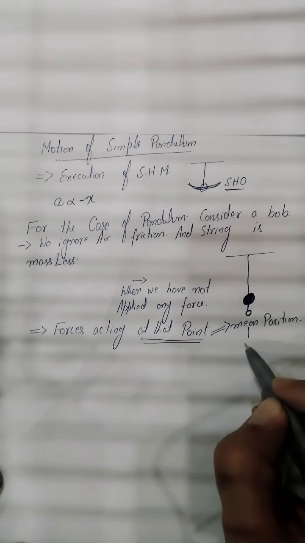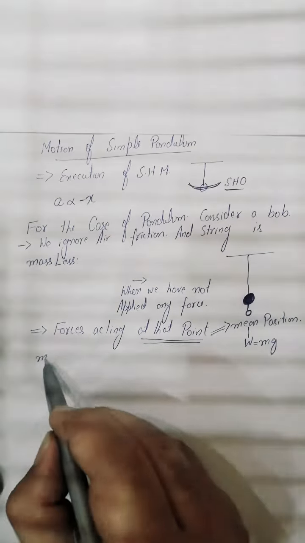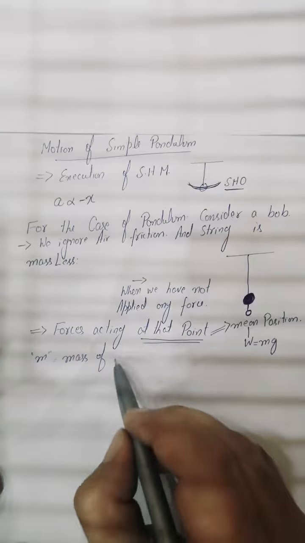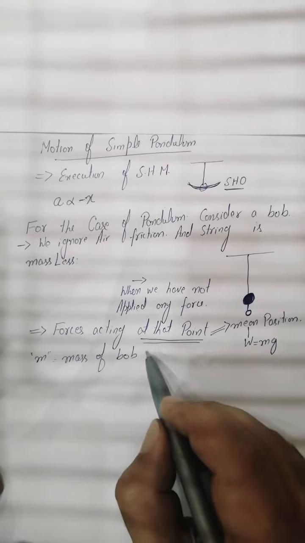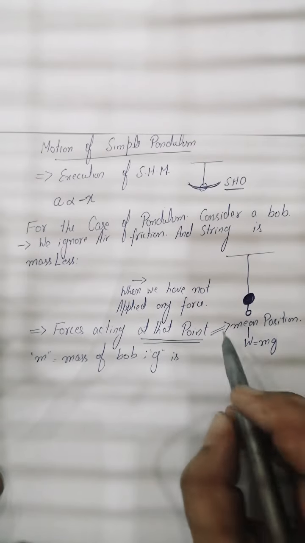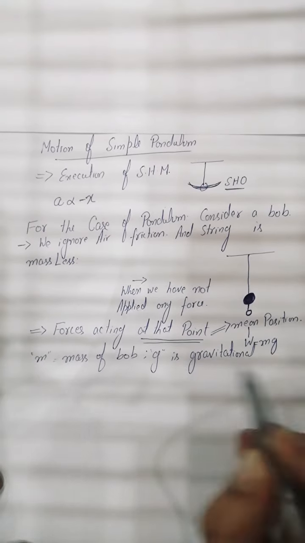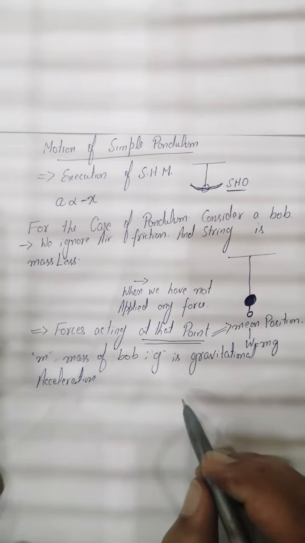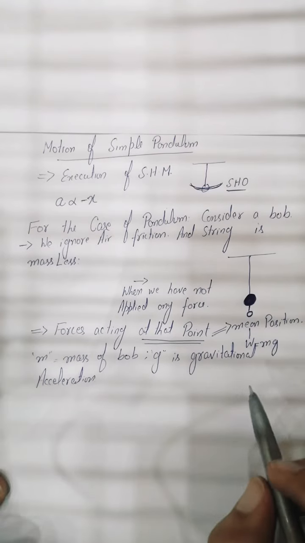So there is a force of weight which is equal to mg, where m is the mass of the bob and g is the gravitational acceleration, because in this case the acceleration acting on a body is gravitational acceleration.